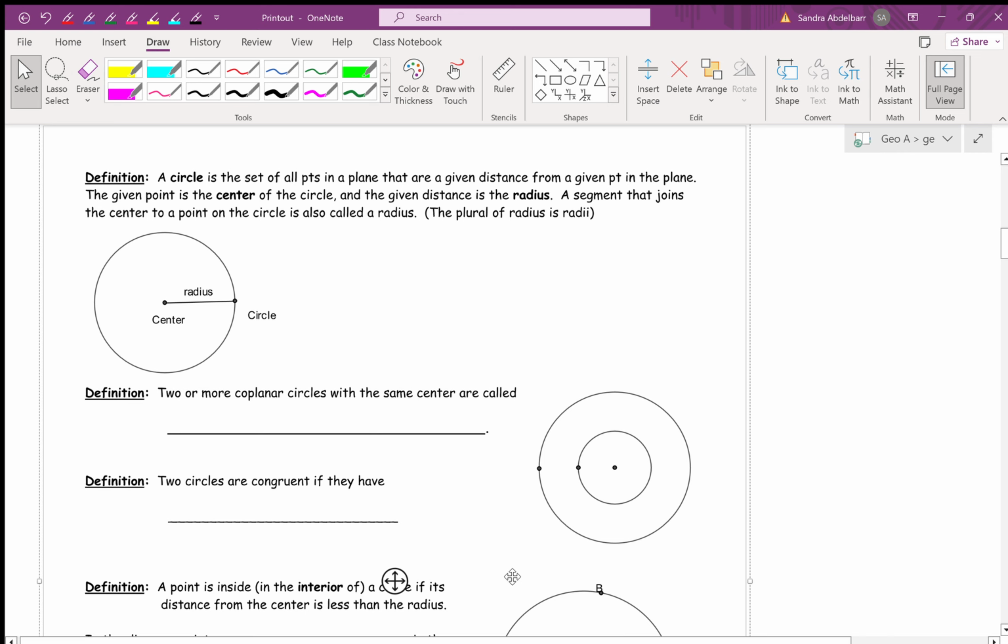Okay, so we are starting our circles chapter. It's everything we need to know about circles we are learning in this chapter. So before we get started on any problems, let's just go through some basic definitions. Let's talk about what makes a circle so special.